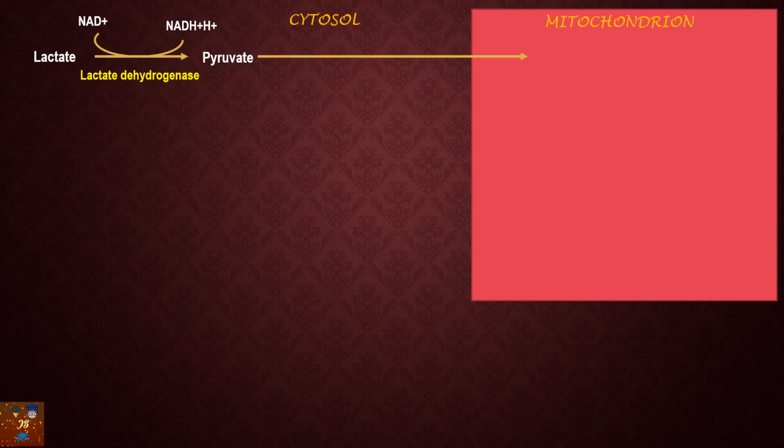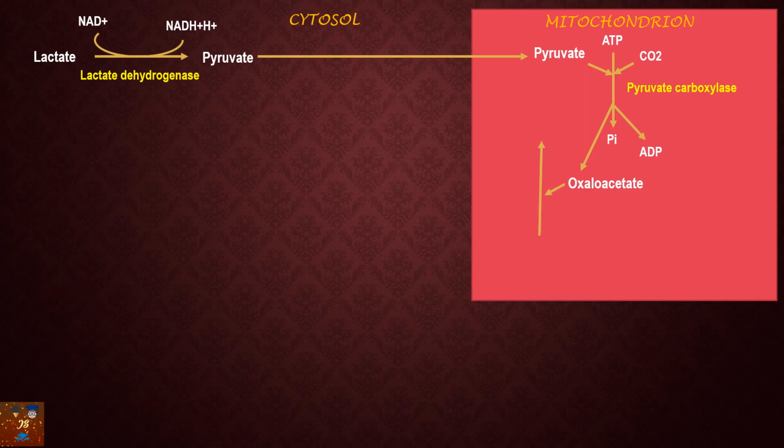Now pyruvate enters from the cytosol into the mitochondria. This pyruvate, with the help of ATP and carbon dioxide, is converted into oxaloacetate, and inorganic phosphate as well as ADP comes out. This reaction happens with the help of pyruvate carboxylase, you can see. Now this oxaloacetate, with the help of the enzyme PEPCK, is converted into phosphoenolpyruvate at the cost of GTP, and carbon dioxide comes out.